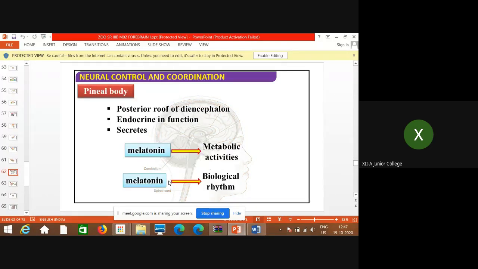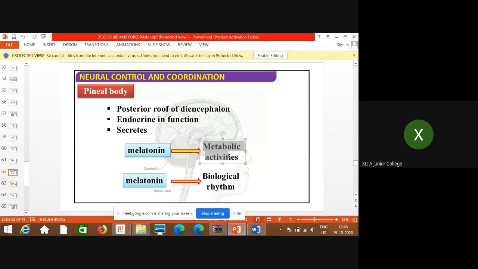Now, what is the role of the pineal body? See, I am telling each and every part with its structure, location and functions. Divide each part into structure, location and functions, and it will be much easier to understand and remember. So the posterior roof of the diencephalon is the pineal body, and its role is endocrine. It is a part of the endocrine system, meaning it secretes directly into the blood, as endocrine glands do. What does it secrete? Melatonin.